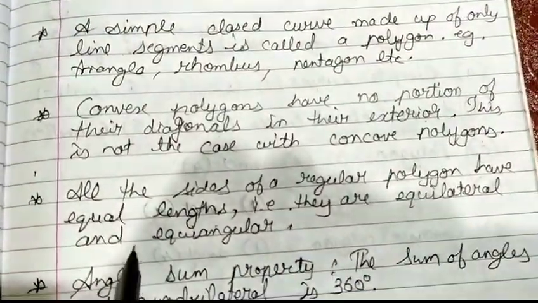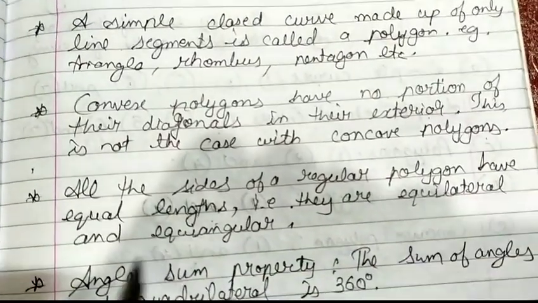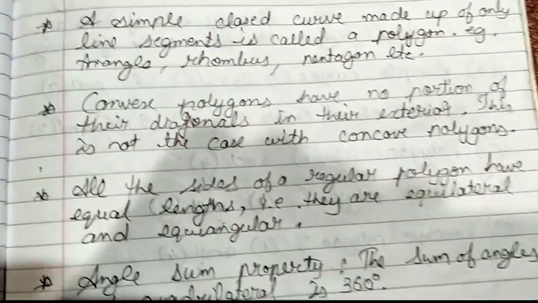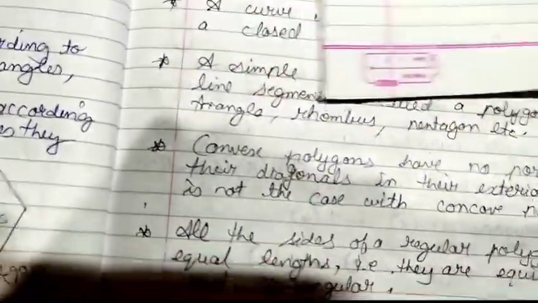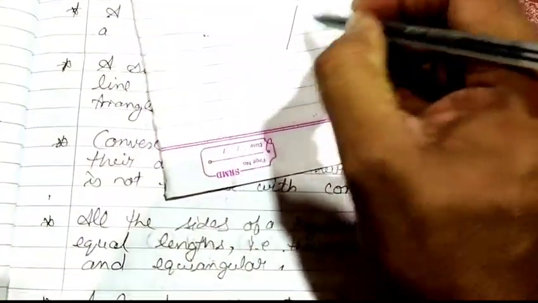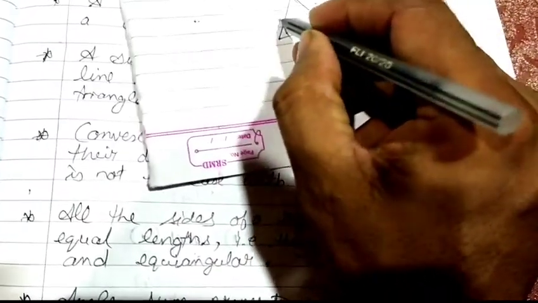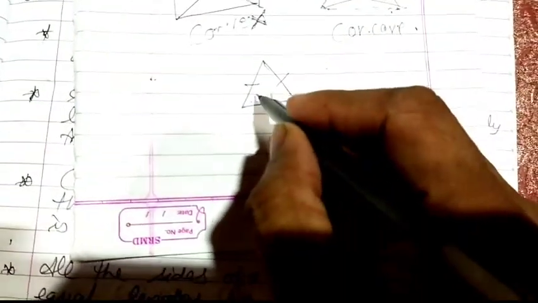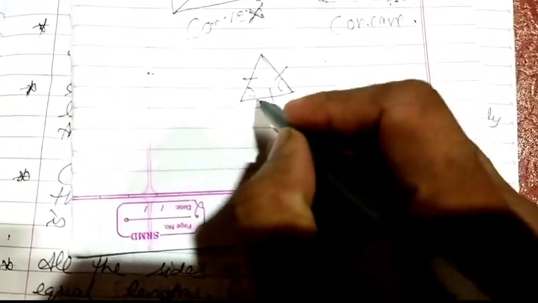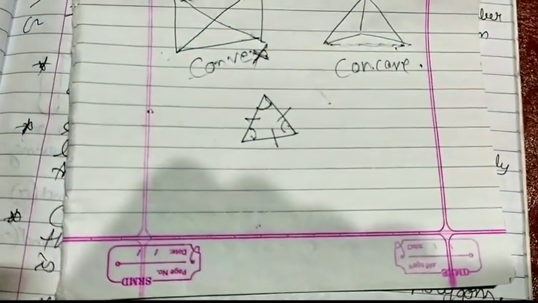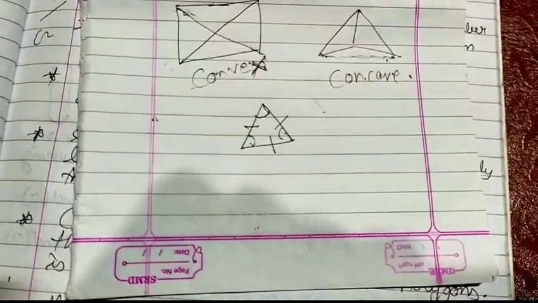Regular polygon have equal length, they are equilateral and equiangular. Now, dear student, all the sides of regular polygon, take for example 1, 2, 3. If all the sides are equal, it is known as equilateral triangle, and whose angles are also equal, that is 60 degree, 60 degree and 60 degree. That means it is known as equiangular triangle.